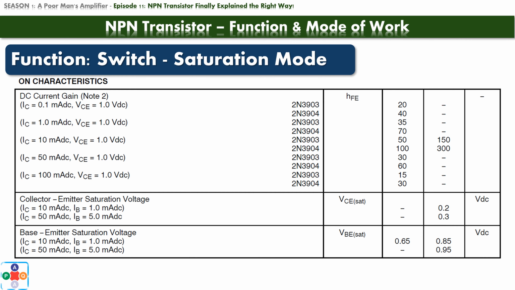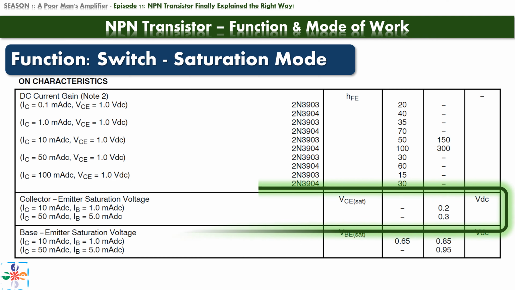Let's zoom in on the datasheet section, and try to find the parameters we are looking for. We are looking for values for base and collector current, for which the transistor goes into saturation mode. Remember that we must not exceed the maximum value for collector current of 200 mA.